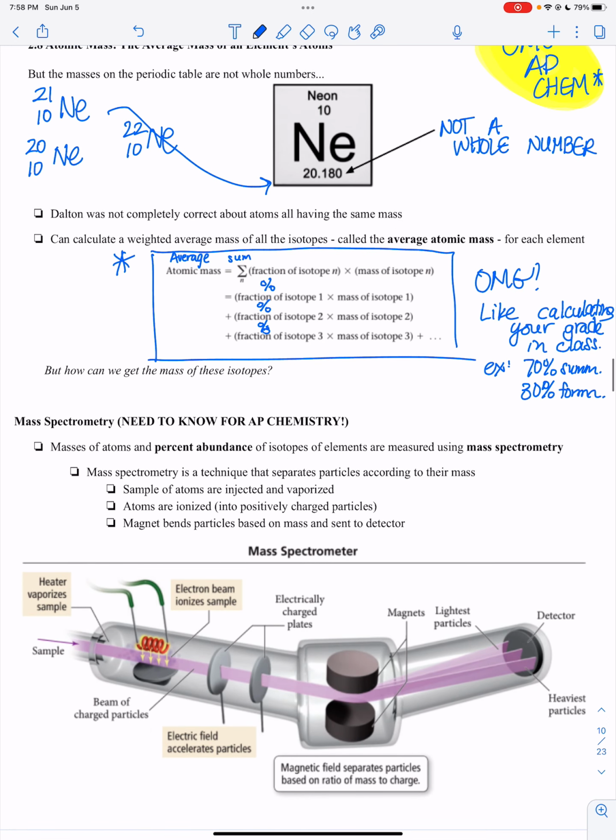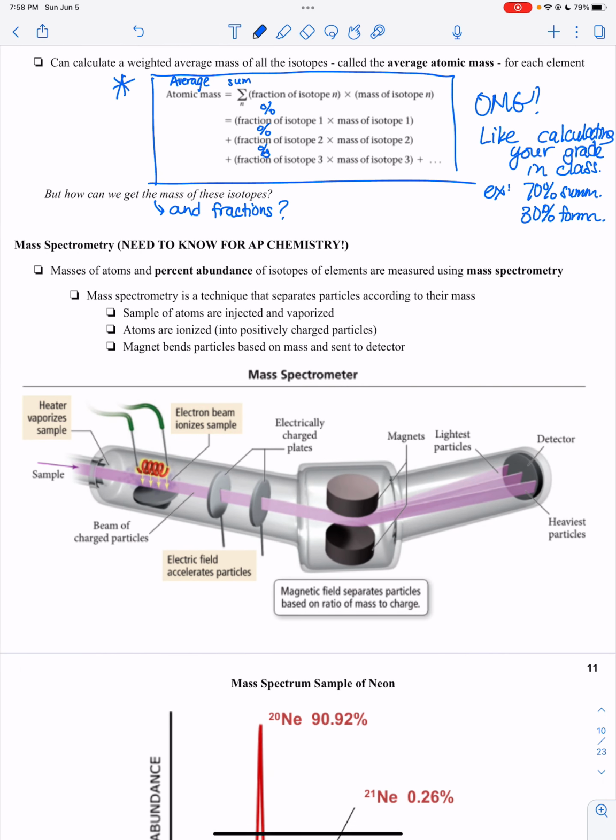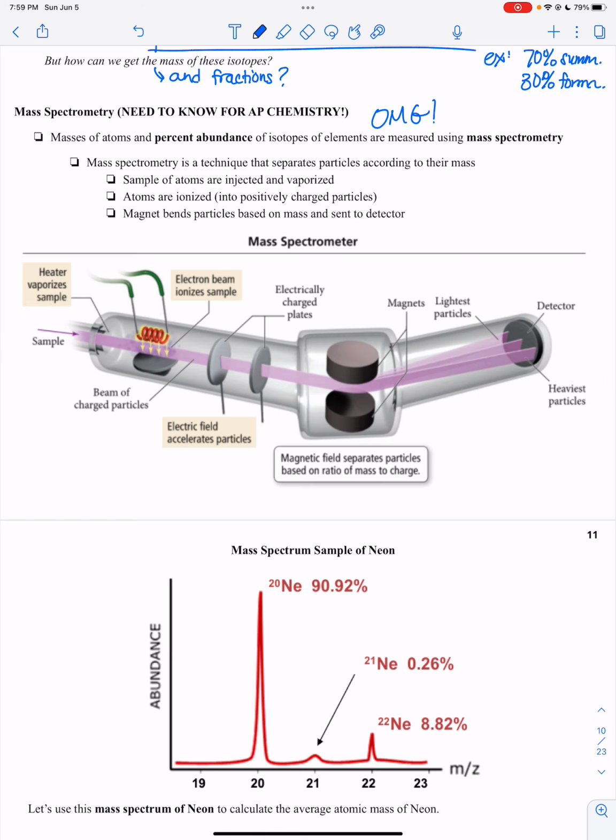So the way that we figure out these masses and these fractions of isotopes, we use something called mass spectrometry. And this is OMG big for AP chemistry. You're going to be hearing and using and answering questions about mass spectrometry once in a while in AP chemistry. So masses of atoms and percent abundance of isotopes of elements are measured using mass spectrometry. So basically, here's the little setup here. It's a technique that separates particles according to the mass.